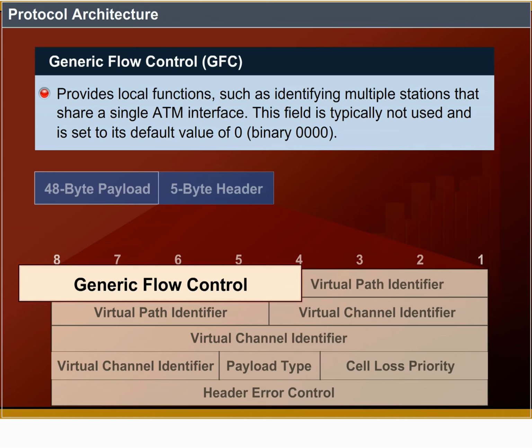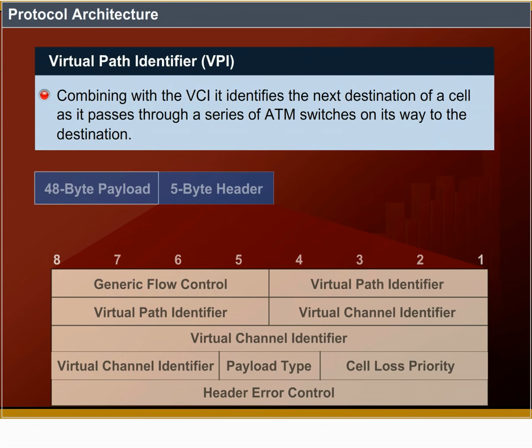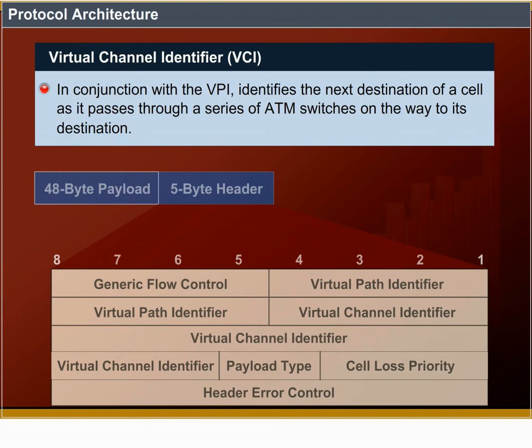Payload Type Indicator (PTI) indicates in the first bit whether the cell contains user data or control data. If the cell contains user data, the bit is set to 0. If it contains control data, it is set to 1. The second bit indicates congestion. 0 is equal to no congestion, 1 is equal to congestion, and the third bit indicates whether the cell is the last in a series of cells that represent a single AAL5 frame. 1 is equal to last cell for the frame.